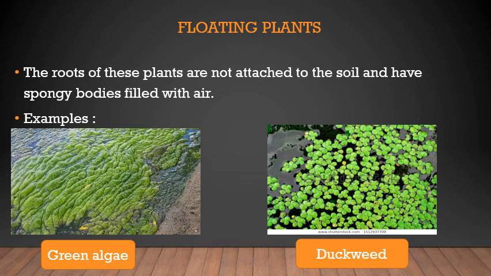These are the plants that float, as the name says, the floating plants. The plants float on the water. Now they have spongy bodies filled with air. Spongy body means the body itself is very spongy. You all have seen sponges, right? It's filled with air. The examples for floating plants are green algae and duckweed. You can see the examples on your screen.